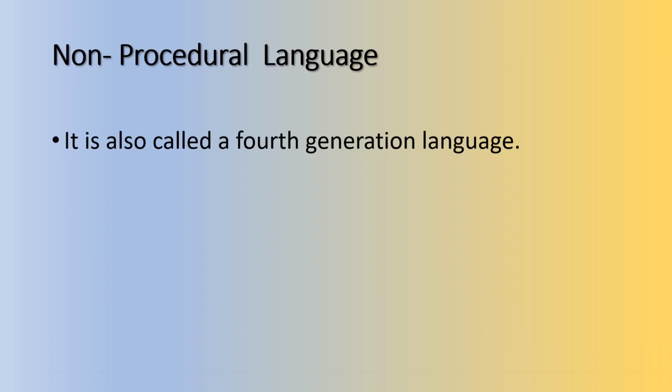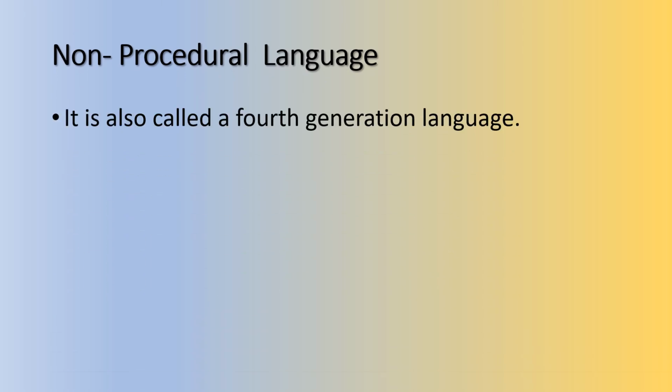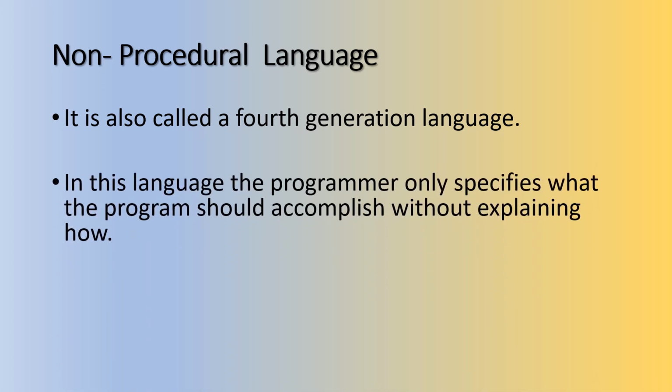Non-procedural language, we call non-procedural language as fourth generation language. In this language, the programmer only specifies what the program should accomplish without explaining how. So in procedural language, we have to explain what the computer needs to do. But in this, explanation is not required. It uses English-like statements. So again, it is very user-friendly.